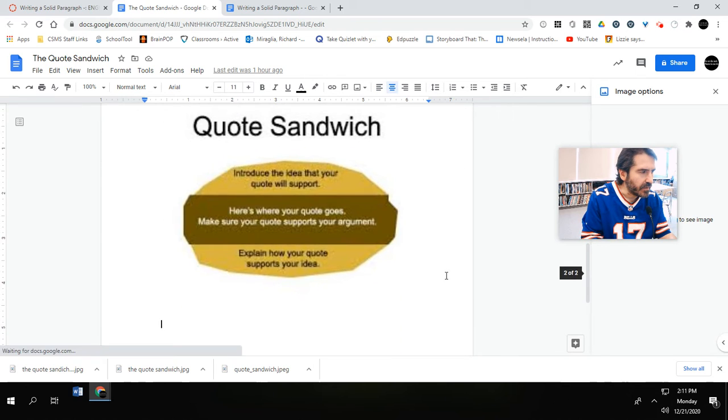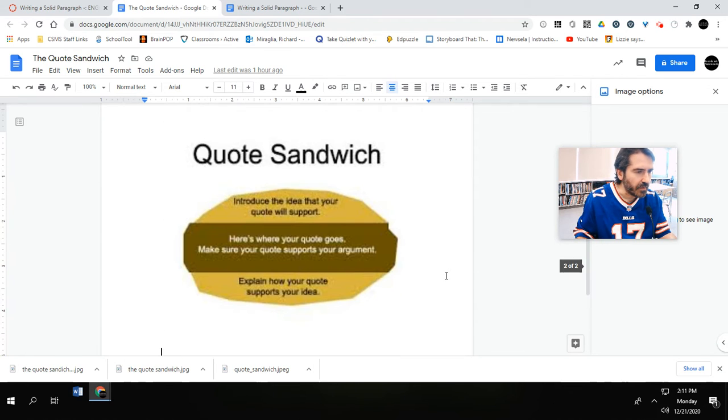If you look at a different quote sandwich with a little more detail, you'll see that the top part of your sandwich includes the idea that the quote will support. It introduces the idea that your quote will support. It sets the stage. Then you have the quote, and then you explain the quote.